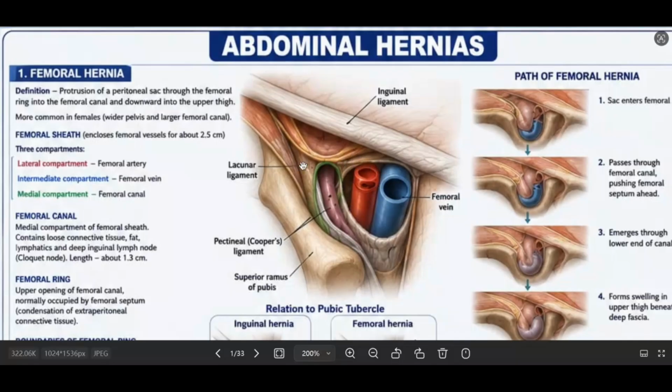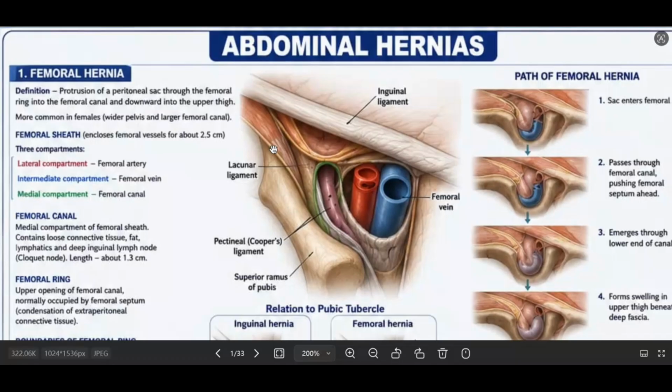Now it has 3 compartments. The first one is the lateral compartment that contains the femoral artery. Then we have the intermediate compartment, which contains the femoral vein. In the medial compartment we have the femoral canal, but the femoral canal is not shown here. So that is the compartments of the femoral sheath.